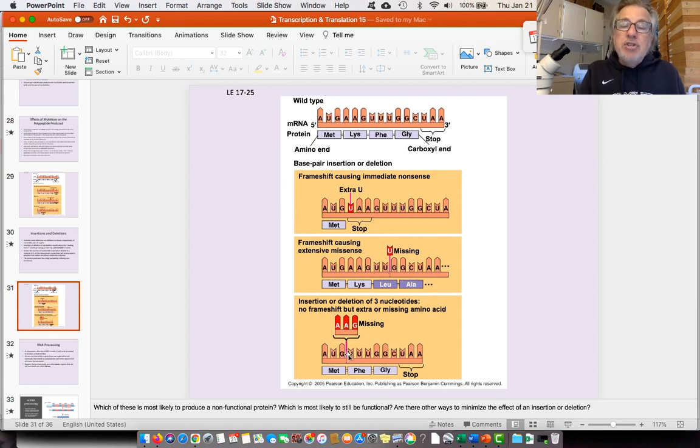So any insertion or deletion of a multiple of 3 will have an effect on the protein, but its effect is likely to be less than any insertion deletion that is not a multiple of 3. I hope that makes sense to you. Because when it's a multiple of 3, there is not frame shift. That's the answer to that.